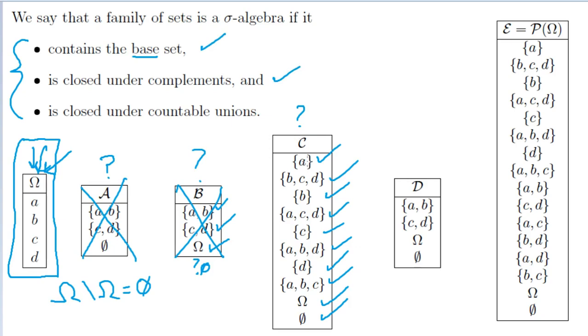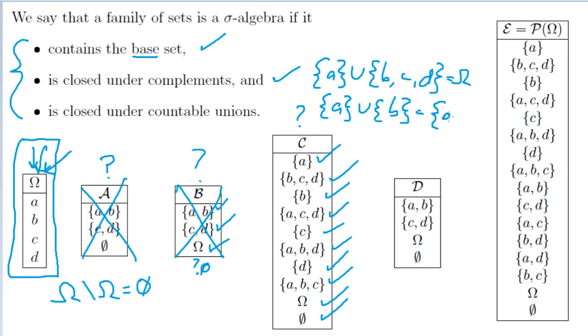Well, if I put A together with B, C, and D, so in other words, A union with B, C, D, yeah, then I get omega, and omega's in there, so that would work. Well, what if I put A together with B into a set?